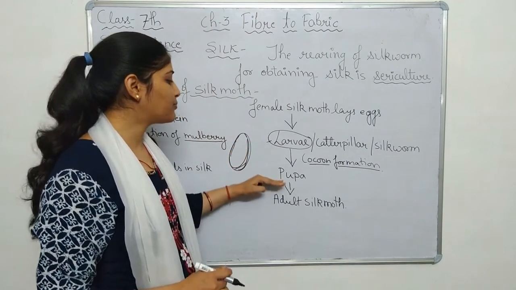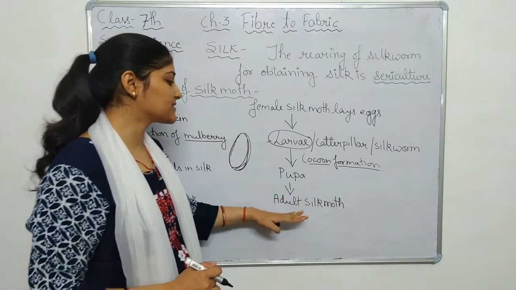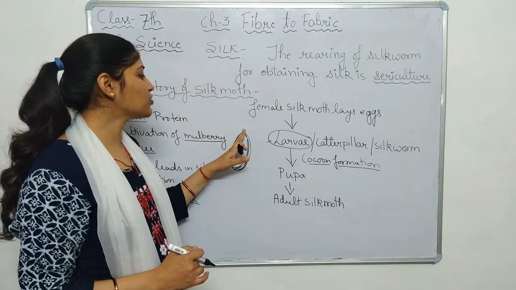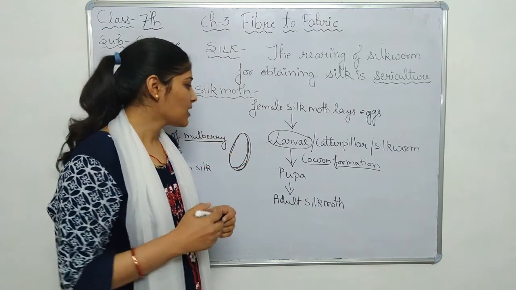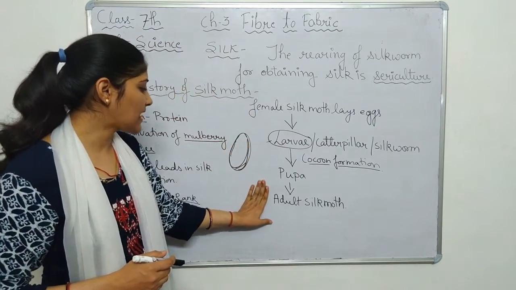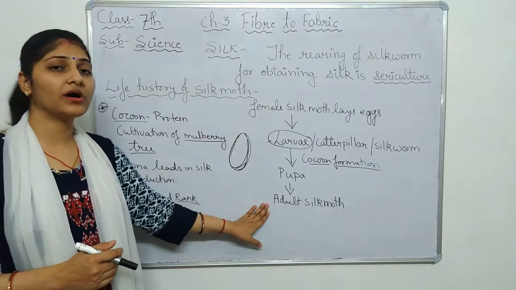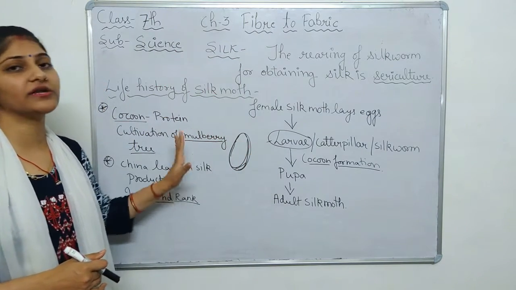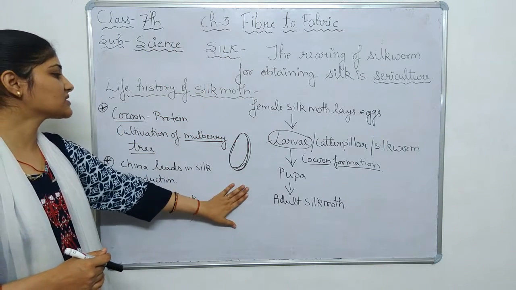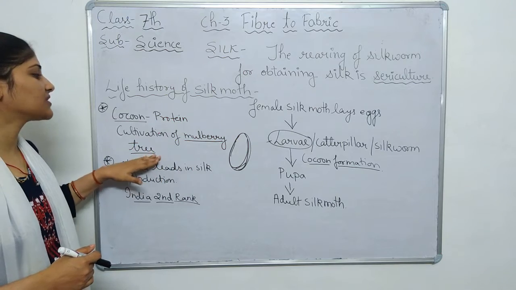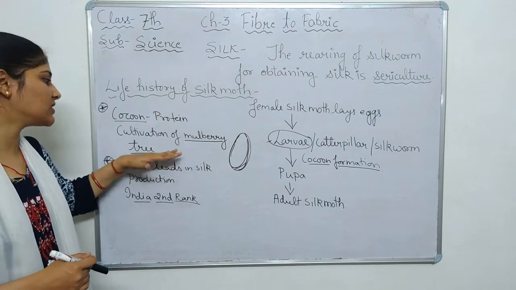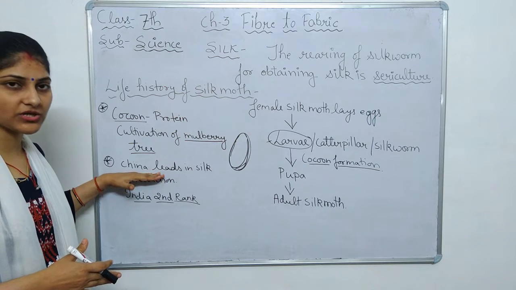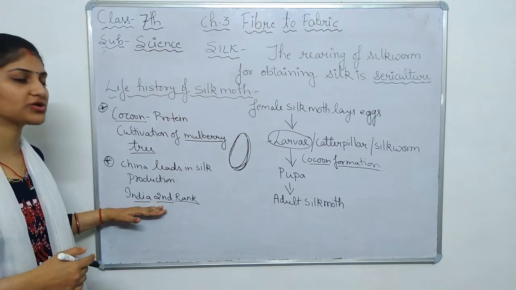In this cocoon, the pupa grows and attains its next stage, that is the adult silk moth. When the pupa matures inside this cocoon, it breaks open the cocoon at one end and flies out. Now this was about the life history of silk moth. Some important points: cocoon is basically a protein released by the larva to cover itself for further development. Mulberry tree cultivation is done because the silk moth feeds on the leaves of mulberry tree. In the production of silk, China leads in the world silk production. India holds the second rank in the world silk production.